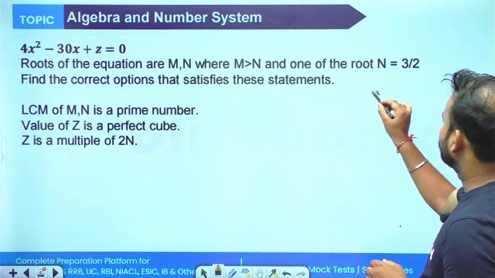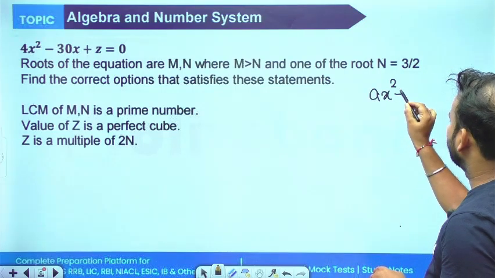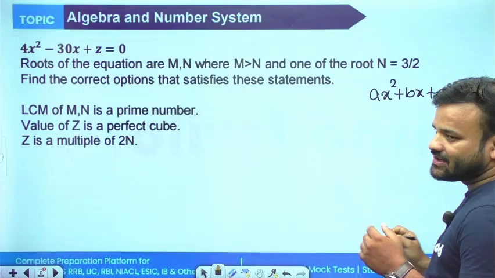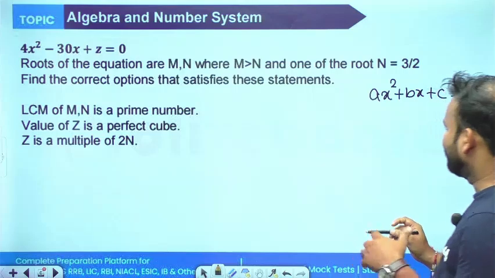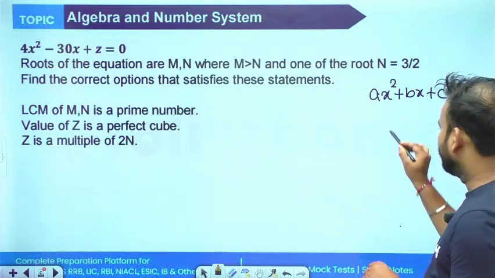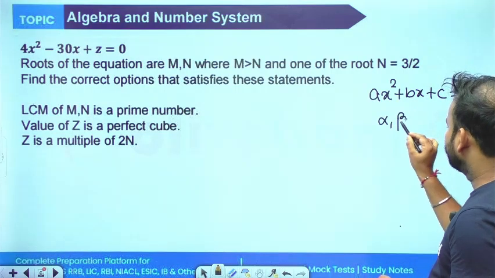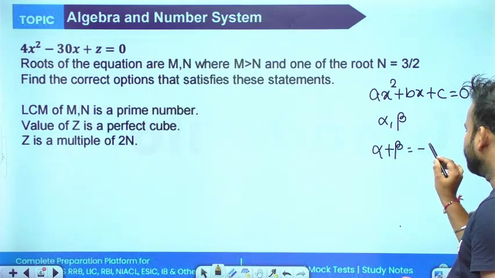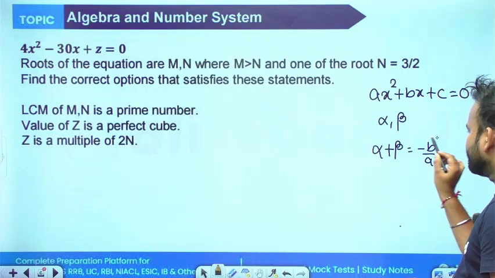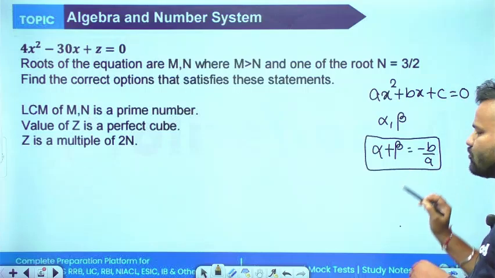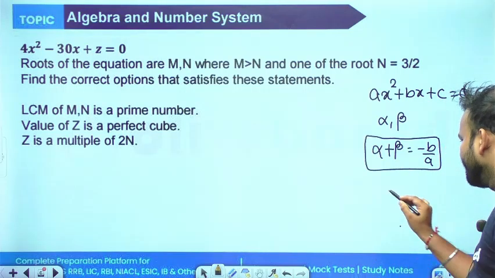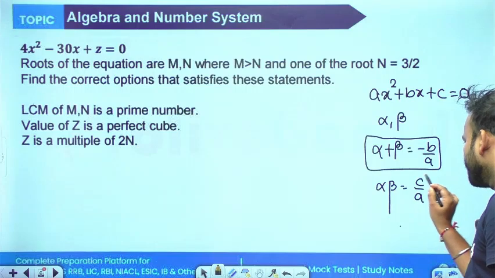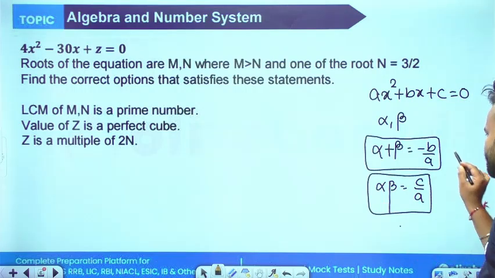See, if any quadratic expression is in the form of ax square plus bx plus c equals 0, it's a general pattern of quadratic equation. So you will be having two roots of this equation. So we term the roots as alpha and beta, isn't it? In that particular case, the sum of roots will be minus b by a, and the product of roots alpha beta will be equal to c by a. This is the very important thing.